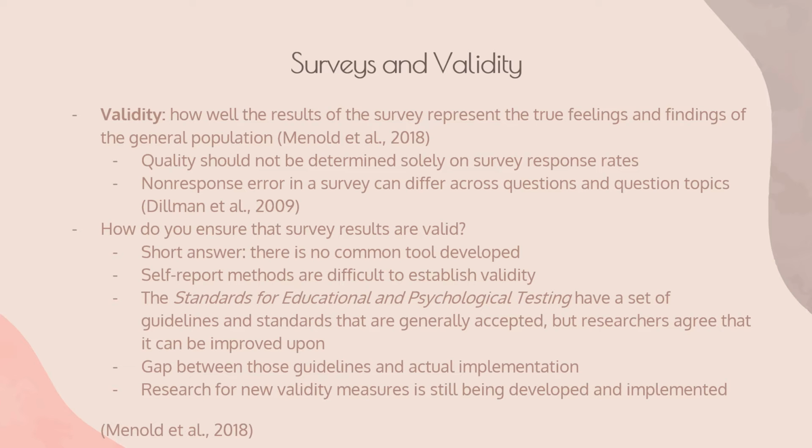So the standards for educational and psychological testing have a set of guidelines and standards that are pretty well accepted, but all researchers, well, most researchers agree that it can be improved upon. There's a gap between the guidelines and then the actual implementation of these guidelines, as I'm sure many of us are learning. So research for new validity measures is still being developed and implemented. However, how do you ensure that results looking at validity are valid. So that's currently where the research stands on validating survey responses.